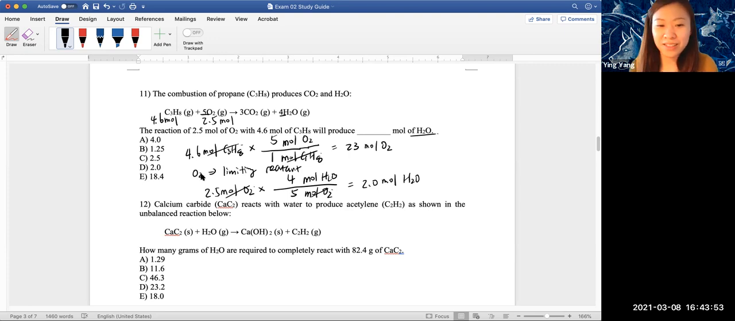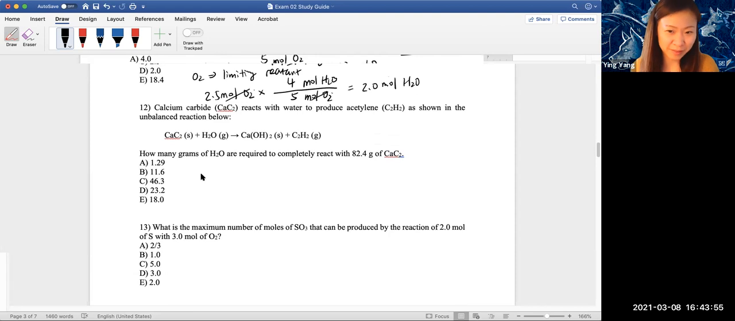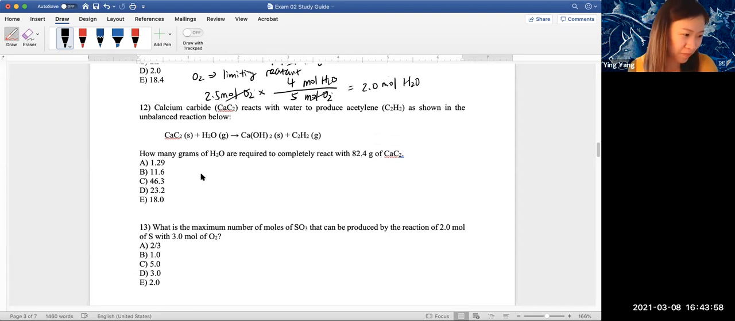Okay, last two questions. Question number 12. This is the type of question most of you are still struggling with. Quantitative information from balanced chemical equations, right? It involves basically three steps of calculations, although you can do all of them in one.